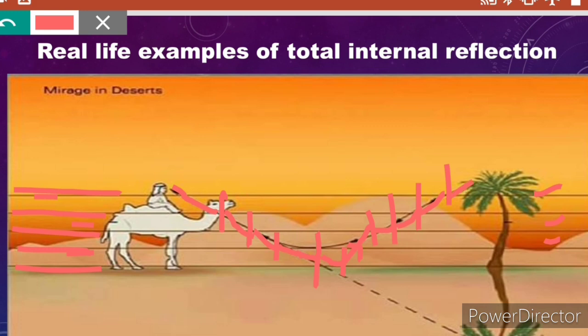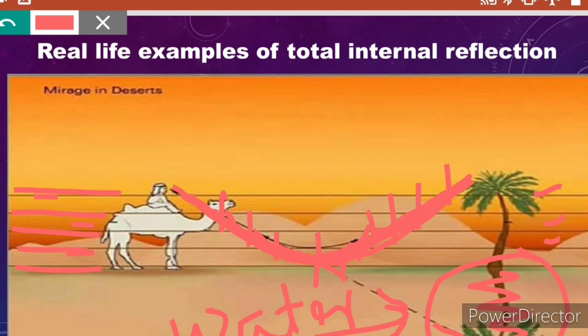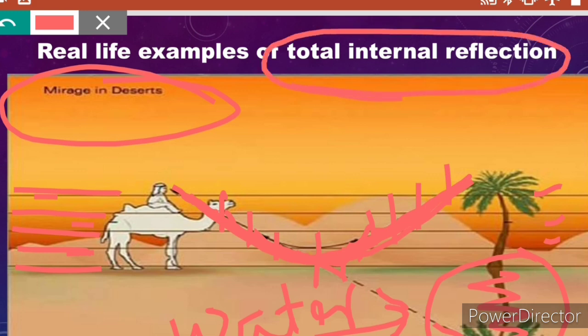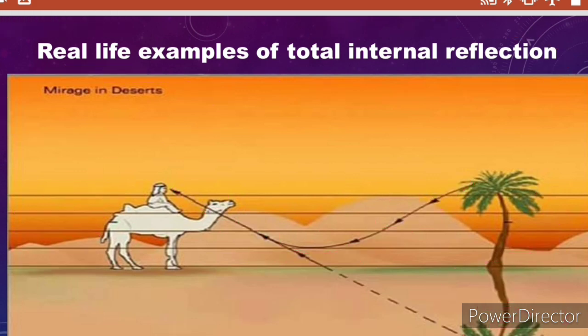Hope this is clear to you. Now the light ray will follow this path, but a human cannot see in a curved line, so they will follow this path only. And here he can see a shaky image of this tree, and an illusion of water will happen, and this is called the formation of a mirage. So this is happening because of total internal reflection. Hope you understand this thing.